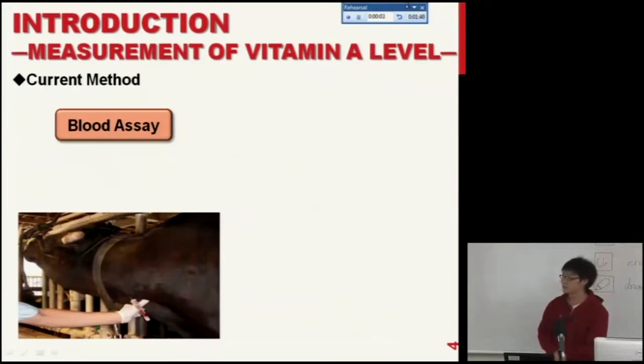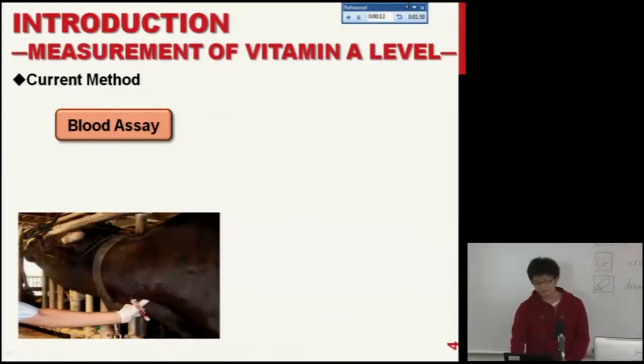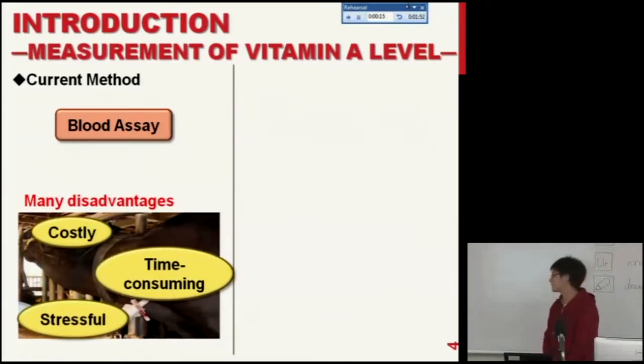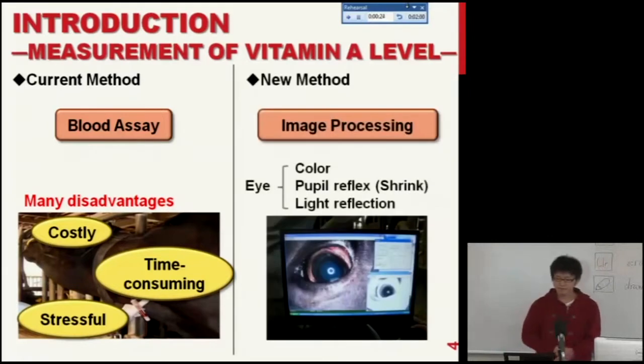Here's the current method to measure the vitamin A level. Currently, vitamin A is measured by blood assay. However, blood assay has many disadvantages, such as high cost, being time consuming, and stressful. So a simple and easy measurement of the vitamin A level is needed.